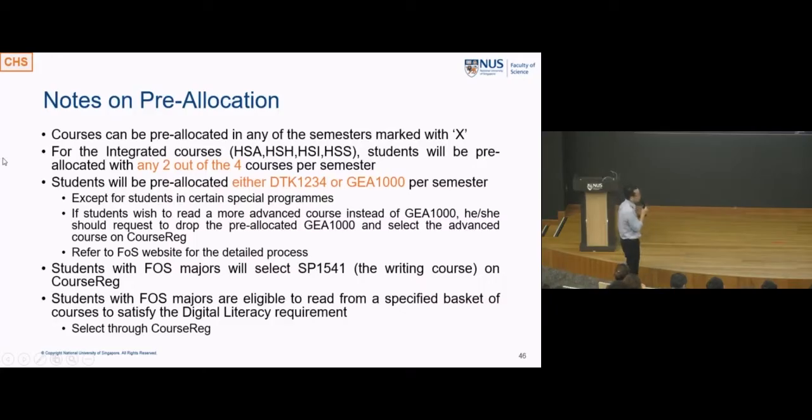So how does pre-allocation work for those courses that will be pre-allocated to you? Basically, you will have two courses pre-allocated to you in each of these semesters, right? Semester 1 and semester 2.